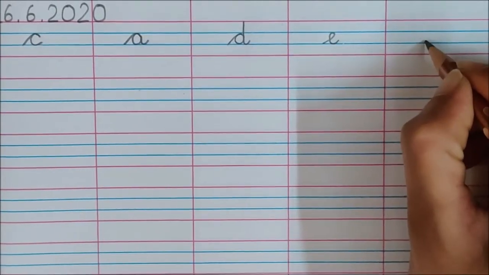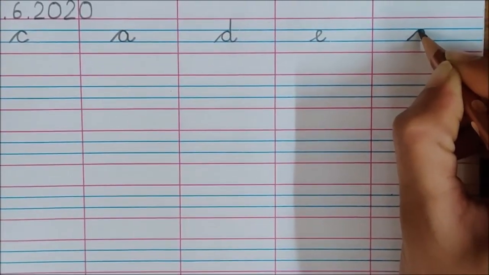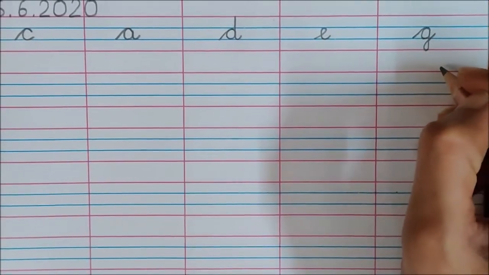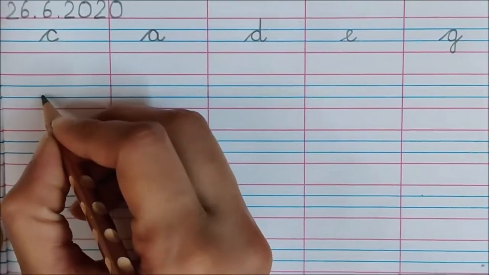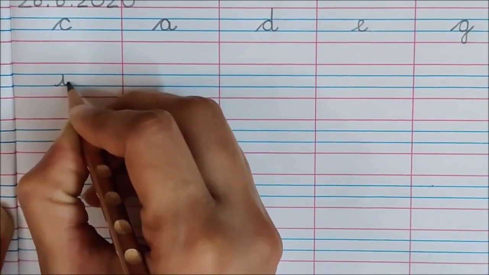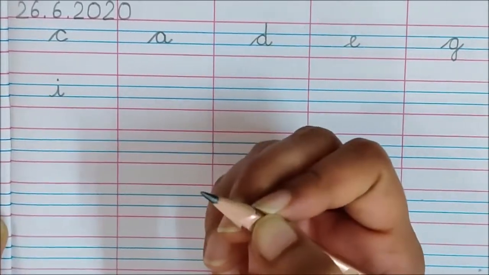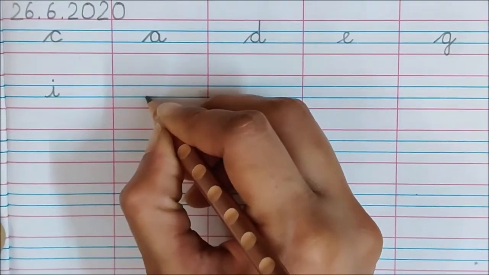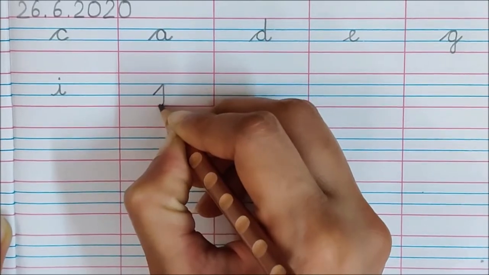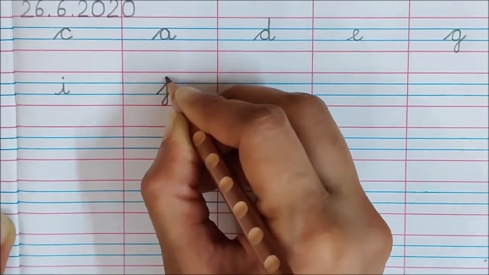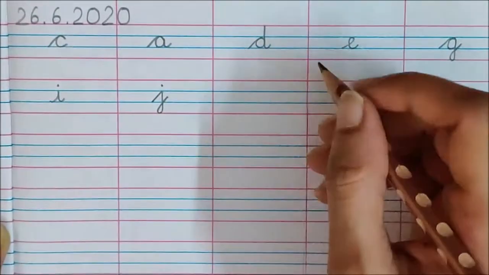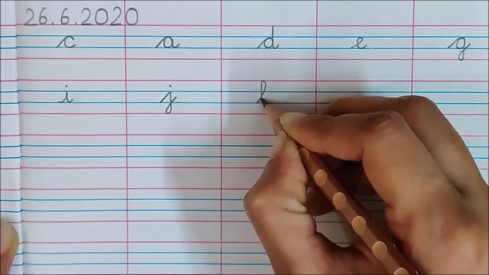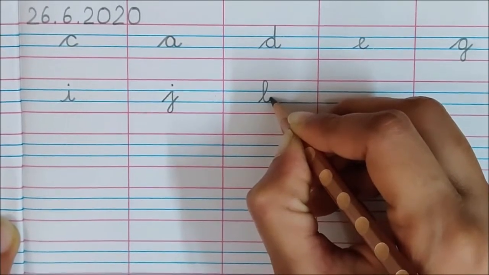Now the next letter is G. Go up, come down, go up, touch the red line and a small tail. G, G. Now the next letter is I. Go up, come down, touch the lower blue line and make a small dot. I, E. Now the next letter is J. Go up, touch the red line, go up, make a small tail and a dot. J, J. Next is L. Go up, touch the red line, make a loop behind and bring it a little up. L, L.